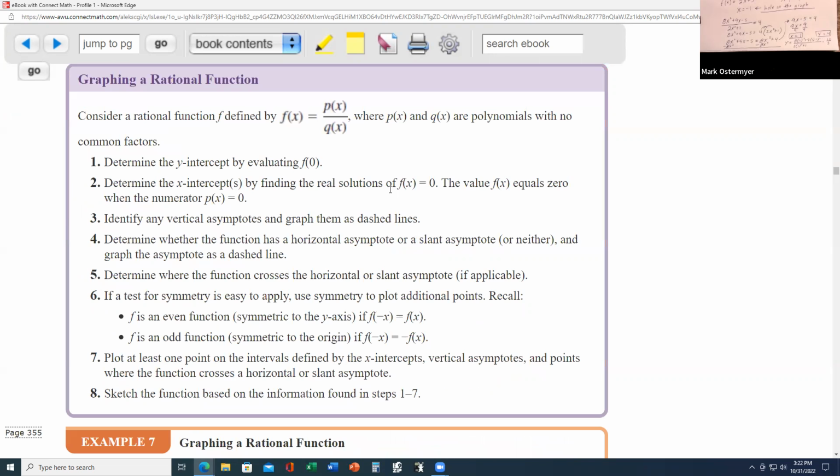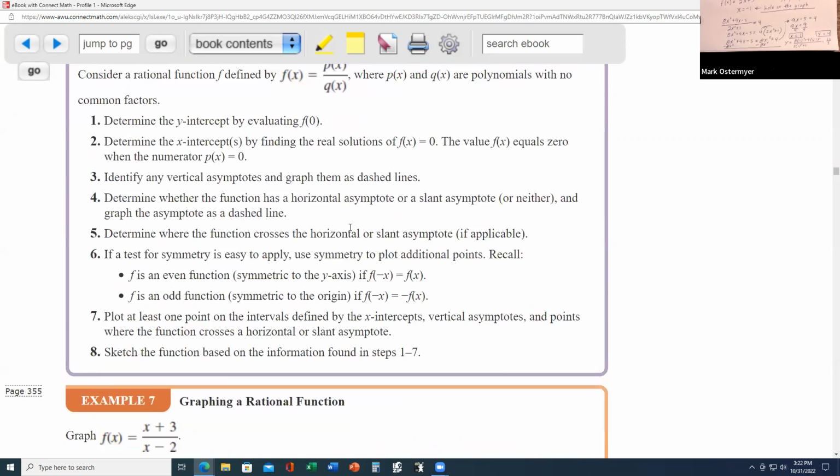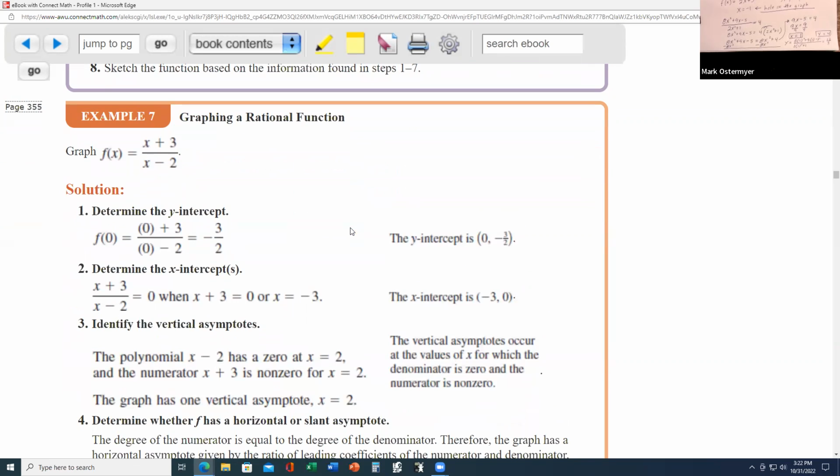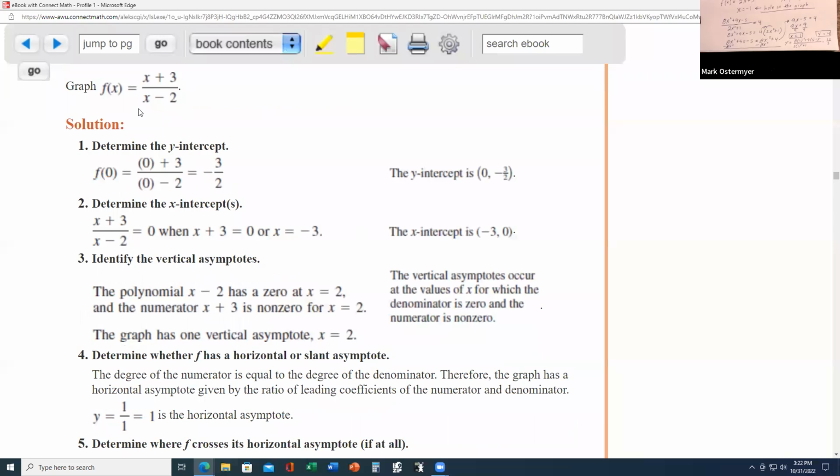All right, what's next? We found the y-intercept and the x-intercept. Any vertical asymptotes? Vertical asymptotes, again, occur where the function is undefined, and in this case will occur where x minus 2 is equal to 0. So set x minus 2 equal to 0 and solve for x. We can see that the vertical asymptote occurs at x equals 2. That would be your vertical asymptote.